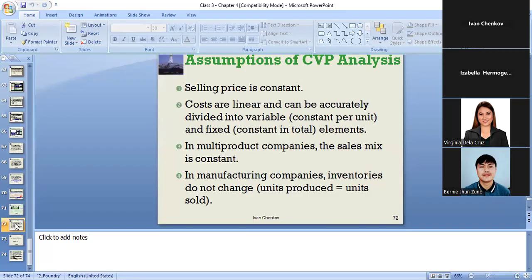And that's our cost-volume-profit analysis chapter. Now, questions.